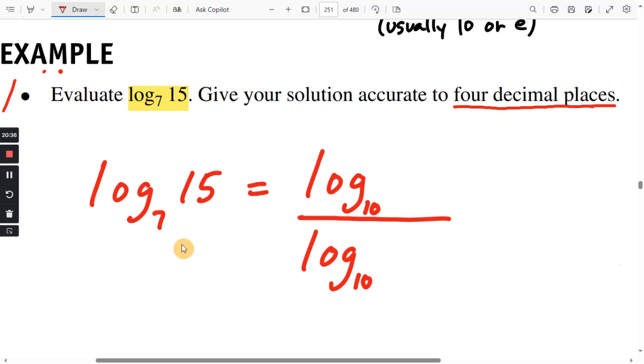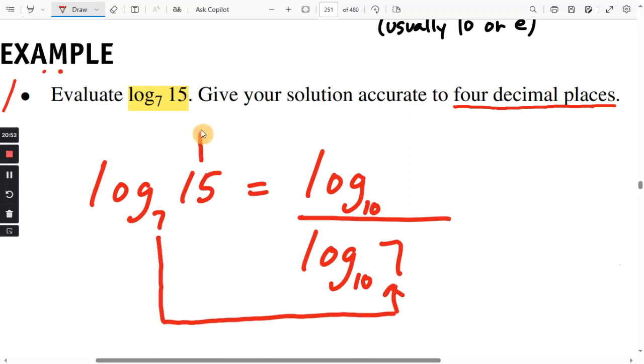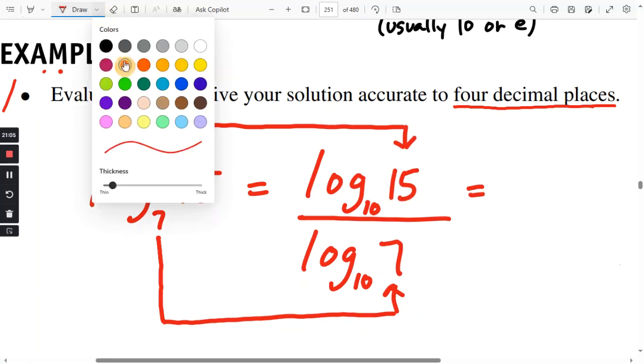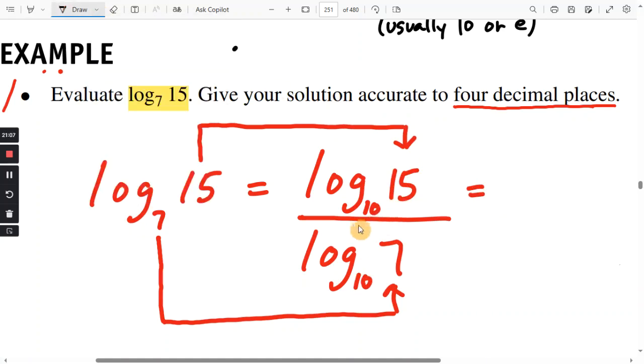All right, and we said the base number goes on the bottom. So this 7 is going to go on the bottom. And that means the other term, the argument, is going to go on the top. So that's it. Like I said, when it's base 10, you don't need to write the 10. I just wrote it to show you that it matches.